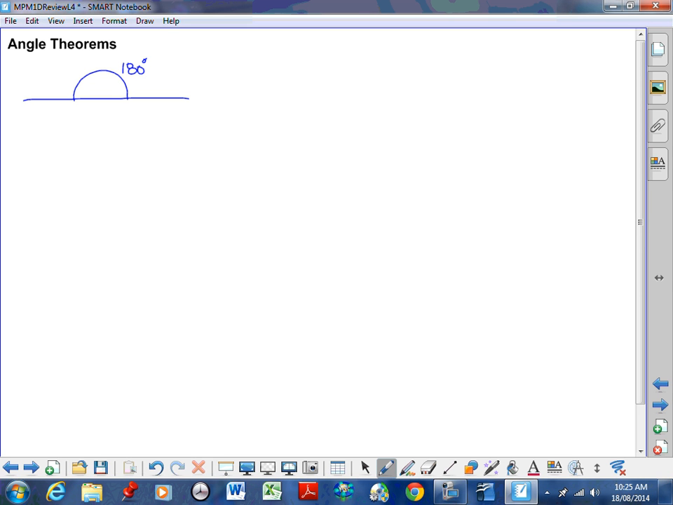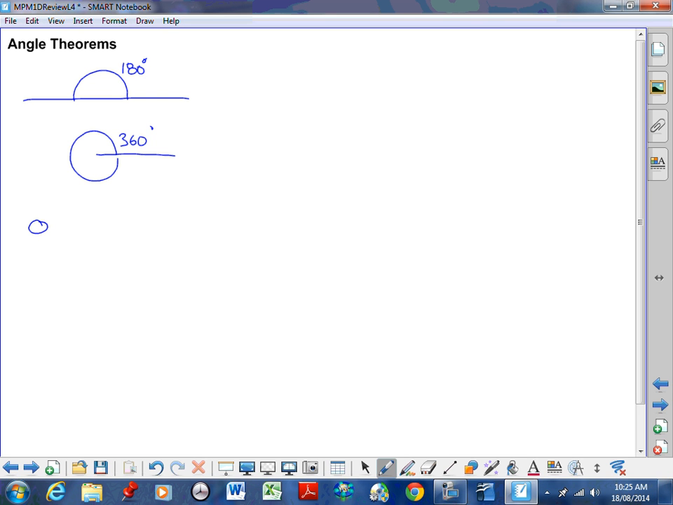If we go a full rotation, so a circle, that would mean we'd have 360 degrees. So a straight line has 180, and a full circle or rotation is 360. Okay, I'm not too worried about you remembering the names of these theorems. You'll get to practice and see them in the grade 9 course a little bit later on.